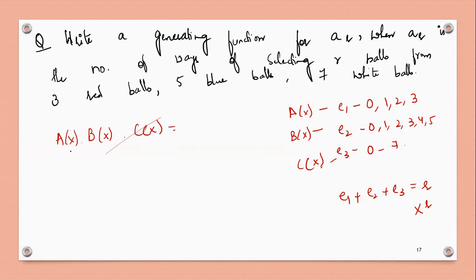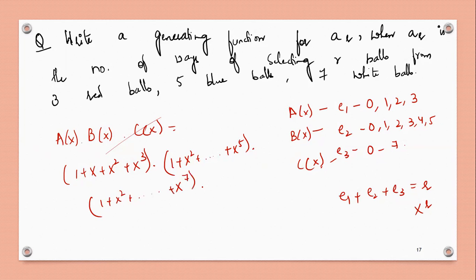That can be written as A of x is 0, 1, 2, 3, so 1 plus x plus x square plus x cube, into B of x, which is 0 to 5, so 1 plus x plus x square and so on up to x power 5. Please fill in the in-between terms. And then we have C of x as 0 to 7, so 1 plus x plus x square and so on up to x power 7. So this will give us the solution for AR. Whatever the term is for x power R, that will give us the AR value.